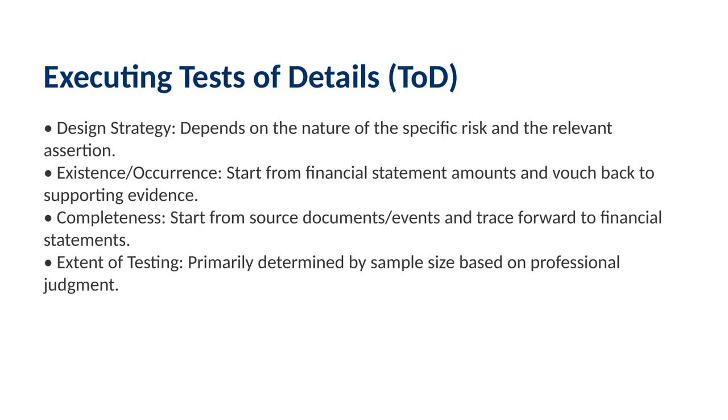Let's break down the first part, tests of details. When you write this, explain that the design of these tests depends entirely on the nature of the risk and the assertion you are testing. For example, if you are testing for existence or occurrence, you start with the financial statement amount and work backward to find the supporting evidence.